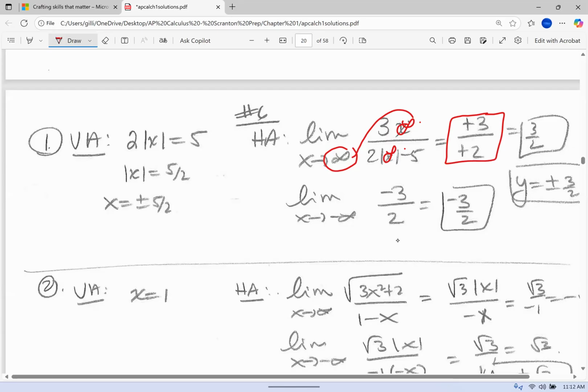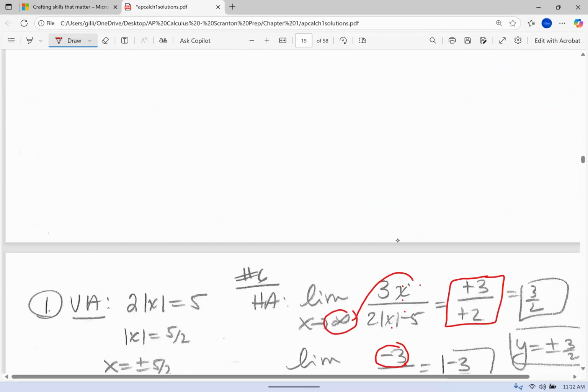But towards negative infinity, now that x up on top will become a negative 3. The bottom will still stay a positive 2 times infinity. So it's a tie again. So it's the coefficient of the top this time, which is negative 3 over 2. So my asymptotes are y equals plus or minus 3 halves.